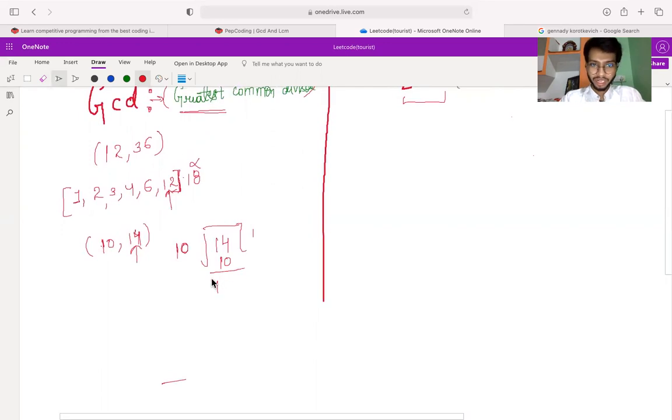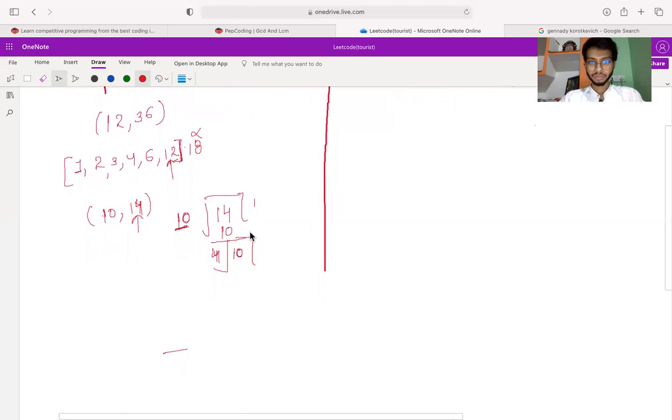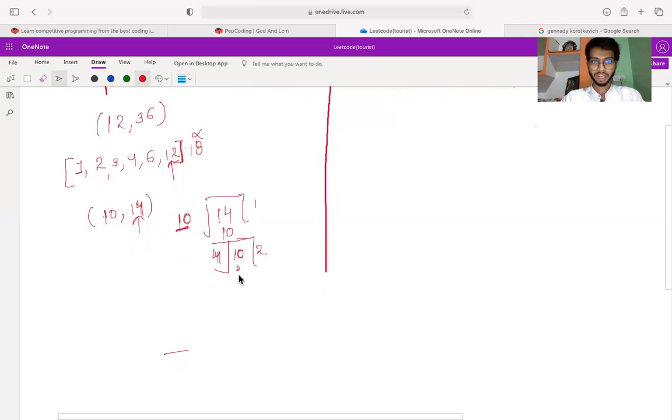Now the next step is that the remainder becomes my divisor, and the previous divisor becomes my dividend. So now 10 becomes my dividend, and the remainder 4 becomes my divisor. Again, if I divide 10 by 4, 4 into 2 equals 8, so my remainder will be 2.